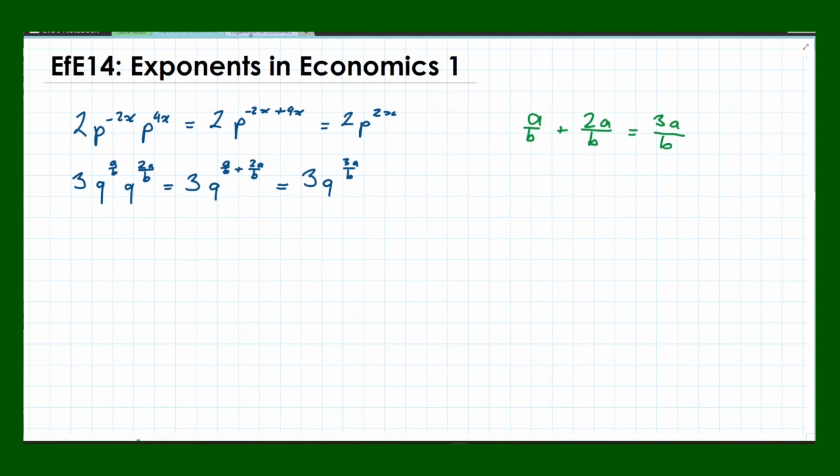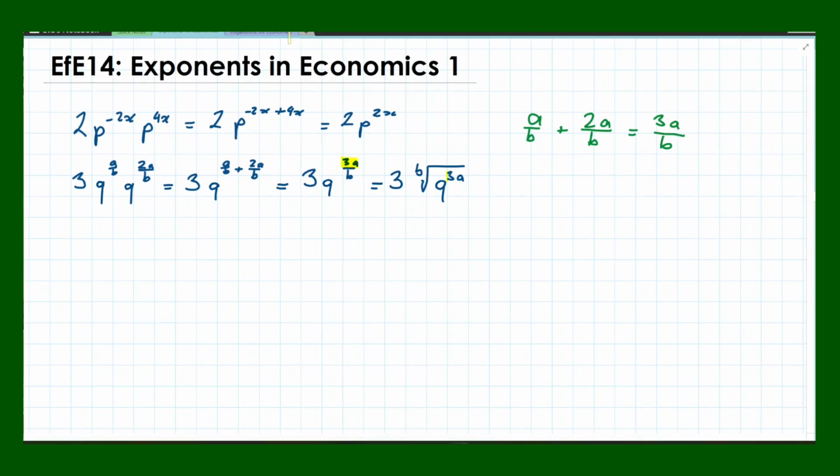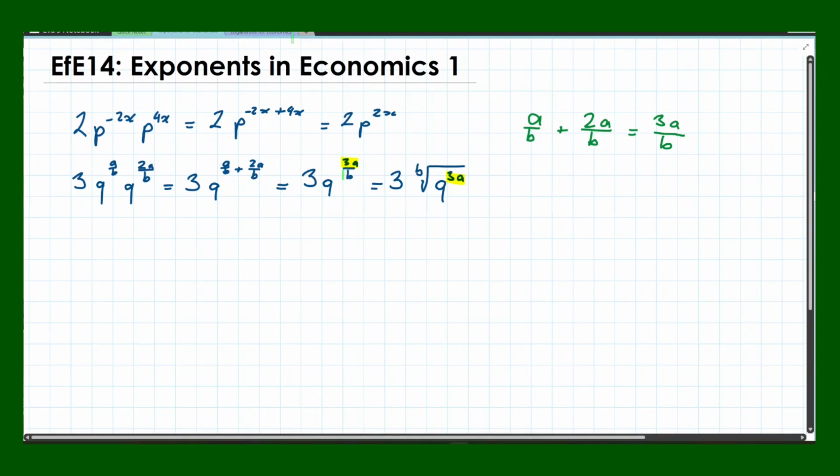And if I wanted to, I can leave it as it is. But I also remember, and sometimes it might be useful, that the fractional power can be replaced by a root. So just to show you what else you could potentially do, I could write this as 3 times the b-th root of q to the 3a. Again, remember, whatever is in the numerator is going to stay as the power, and whatever is in the denominator is going to become our root.